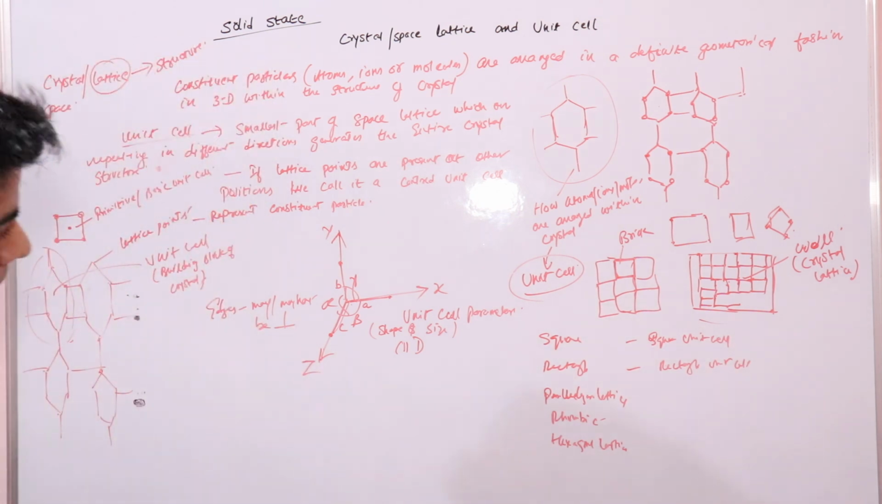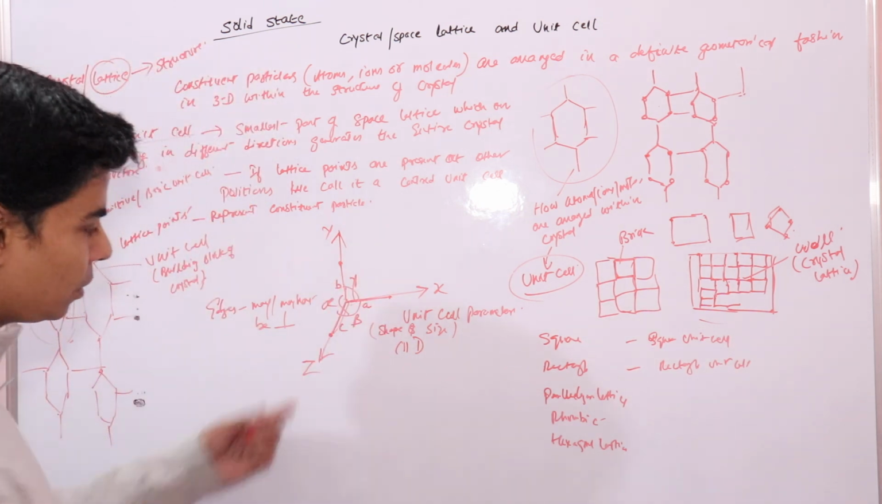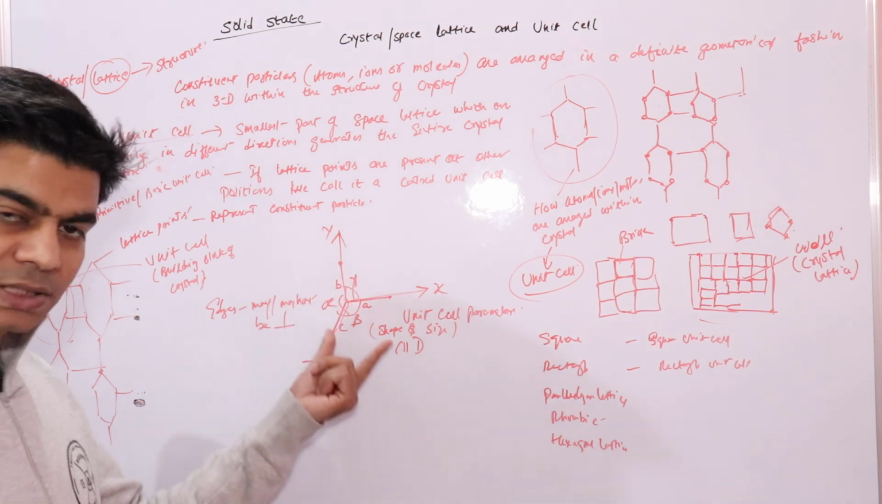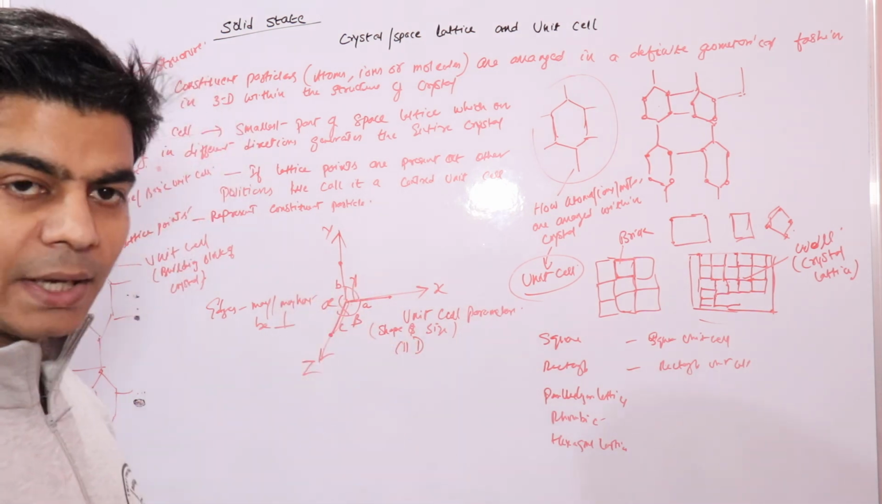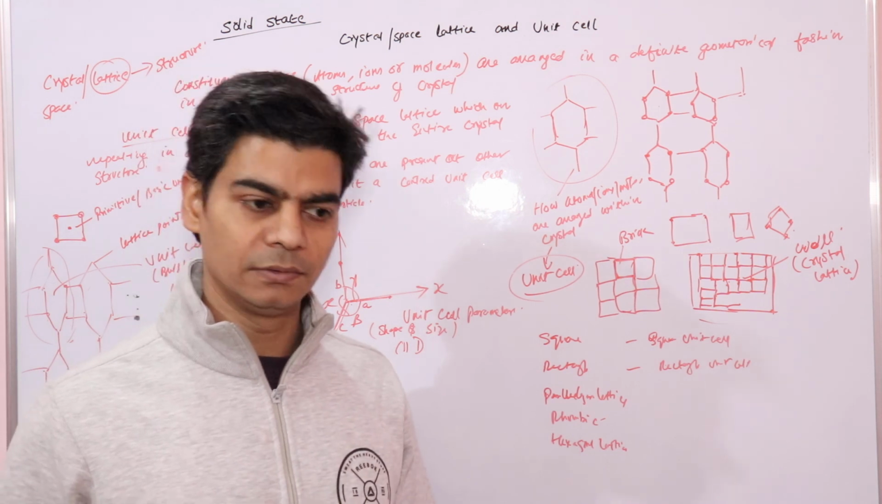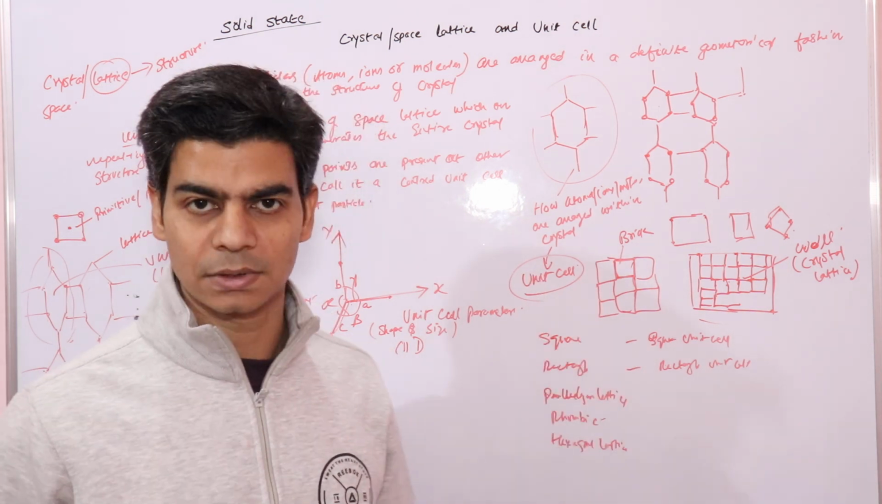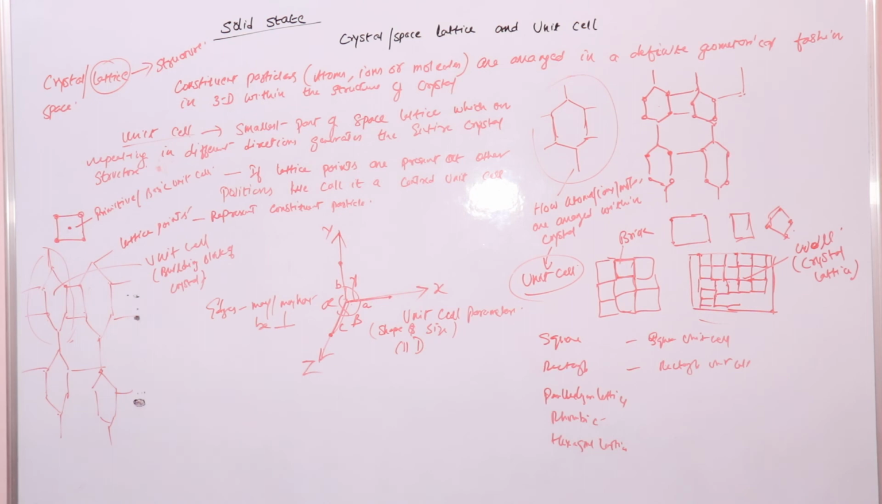And depending on these edges and the angles between the edges, we have 7 types of crystal, which are known as the 7 crystal systems, which we will discuss more in the next video lecture. And we have Bravais lattices also, which we will be discussing again in the next video lecture, right?